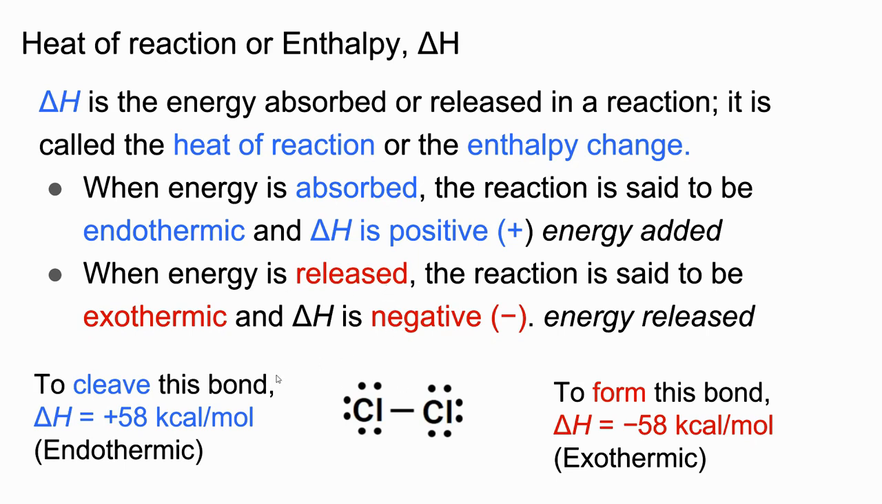Okay. So for this molecule, if we're breaking this bond, we have to put in 58 kilocalories. That's endothermic. If we're making this bond, we get out energy. This reaction will heat up. And also notice our units. We get out kilocalories per mole. Okay. So per unit of molecules, we get out a certain amount of energy.